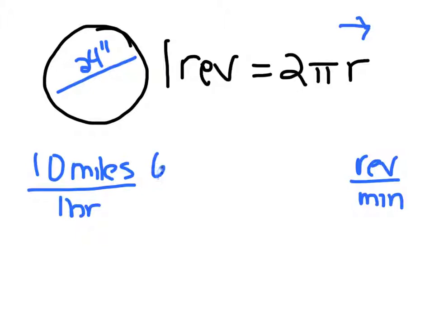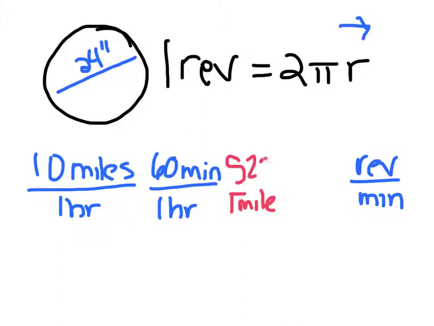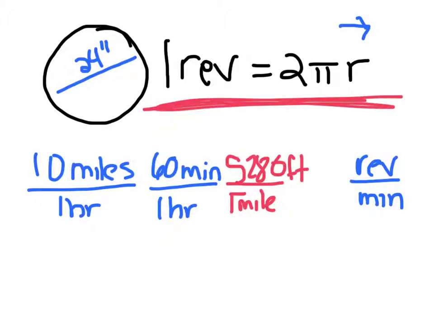Well, the hours to minutes would be pretty easy. I would know that there's 60 minutes in 1 hour. But the other part's a little bit harder. I need to know that 1 mile is 5,280 feet. And now that I've got feet, I need to go to this conversion right here about revolutions. So this has a radius of 1 foot.